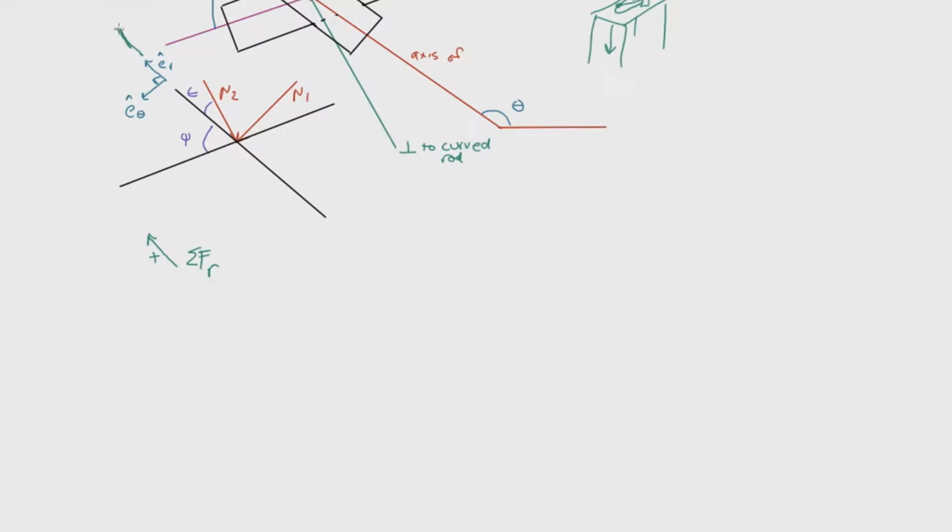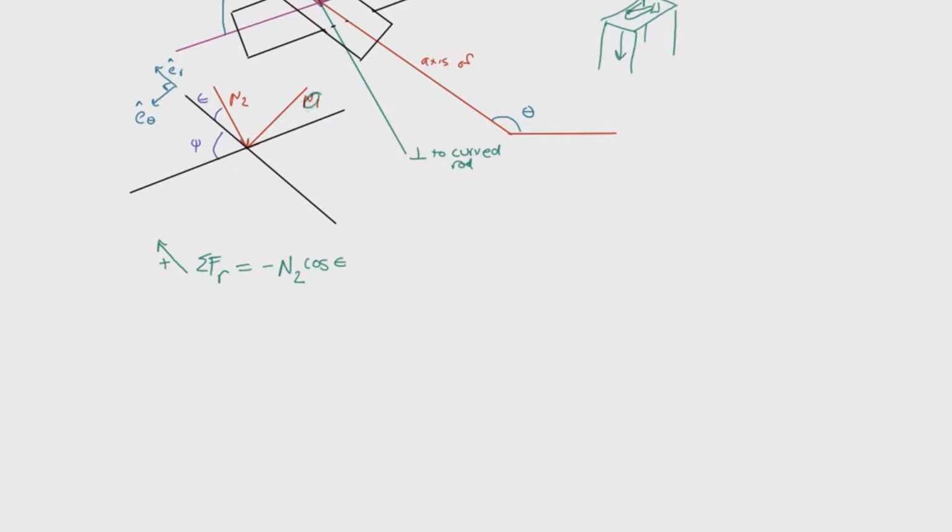So in this direction, I'm going to define as positive. So this is going to equal minus N2 cosine of epsilon. So that's this component right here. And since N1 is perpendicular to the axis of the rod, it is also perpendicular to ER. Therefore, there is no component of N1 in this equation. So this right here is perpendicular, so that means there's no component of N1 in the radial direction. And that's going to equal the mass times the acceleration in the radial direction.